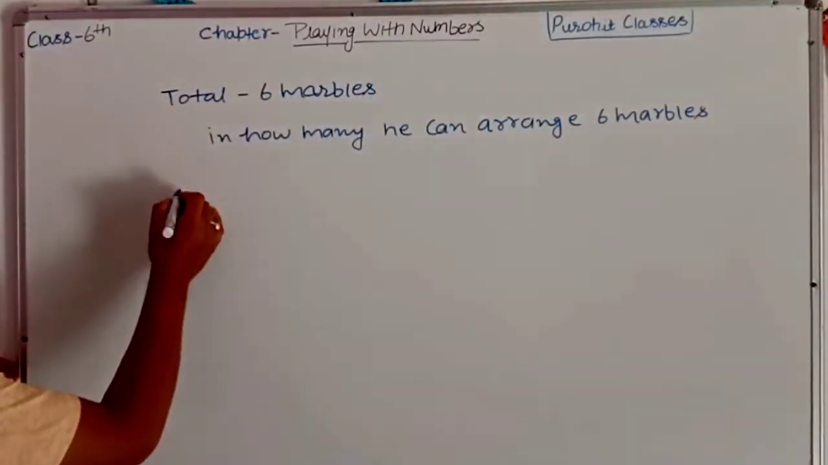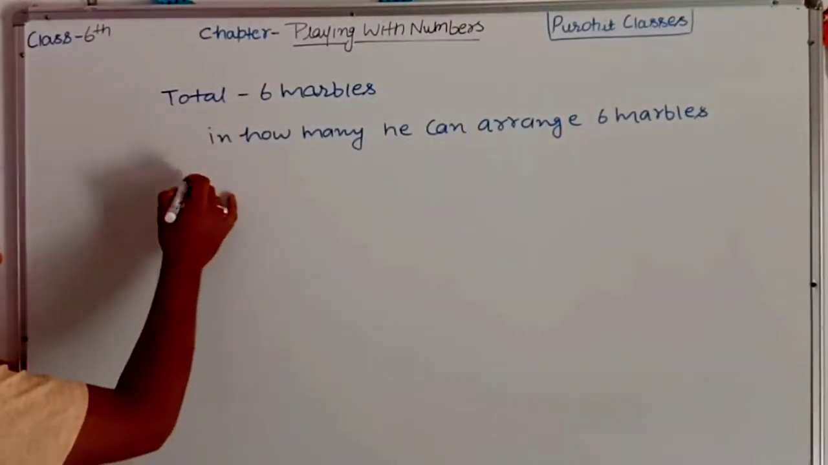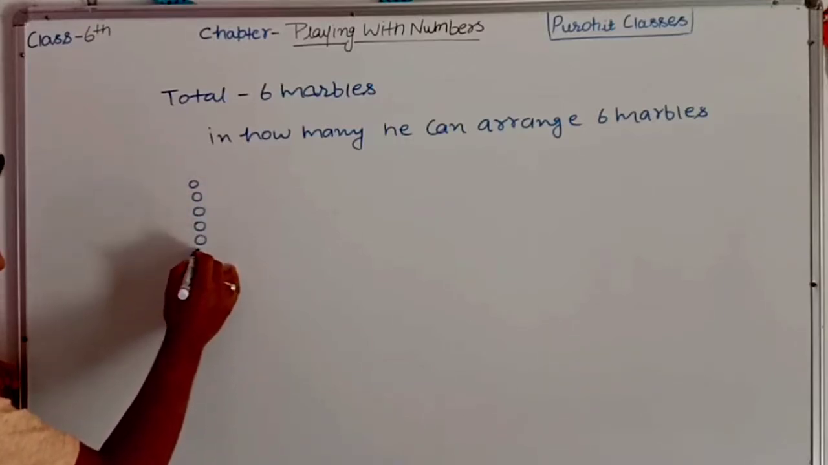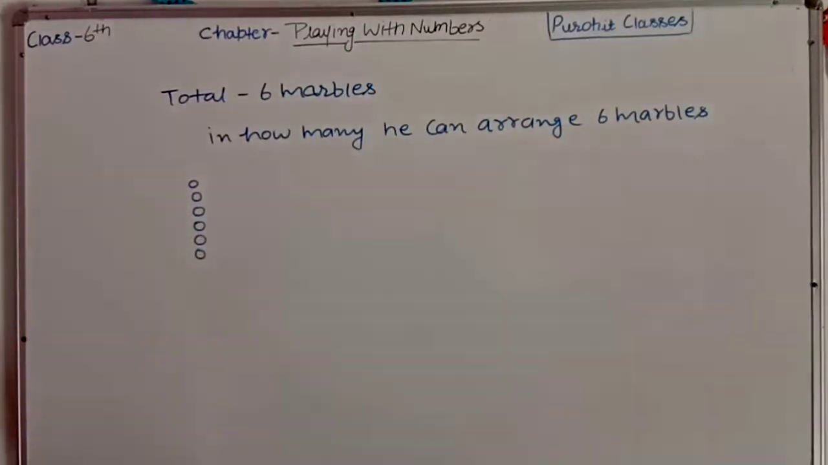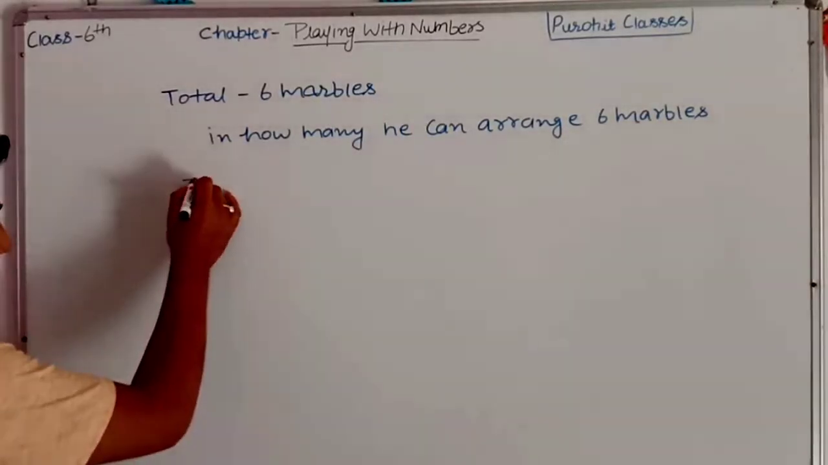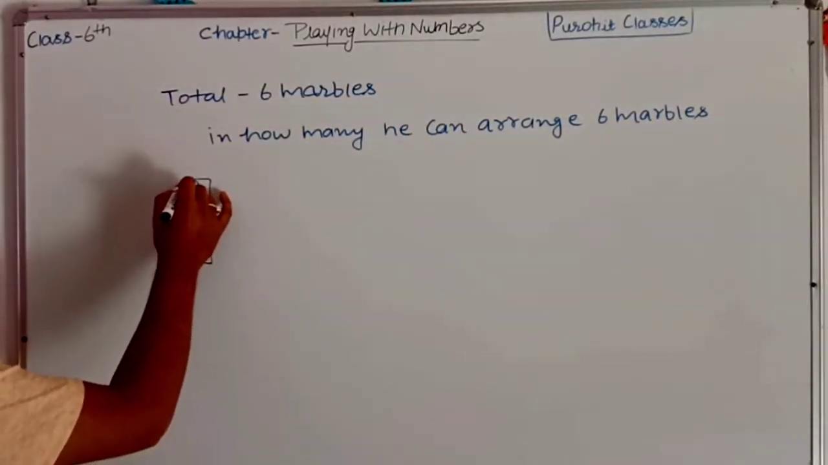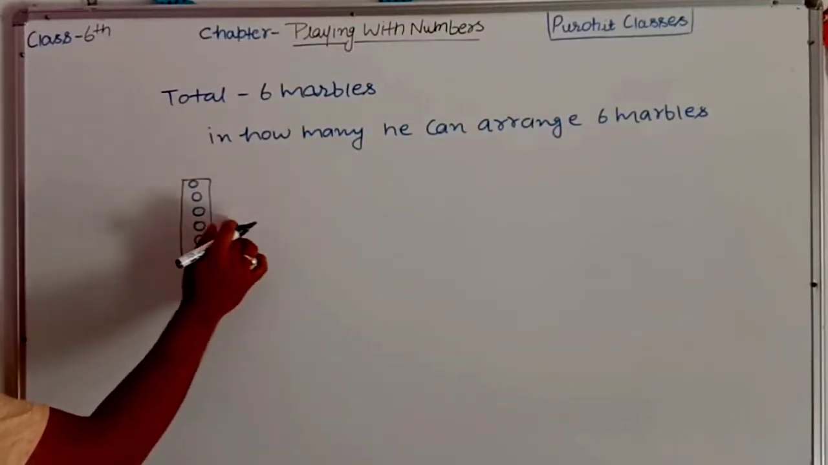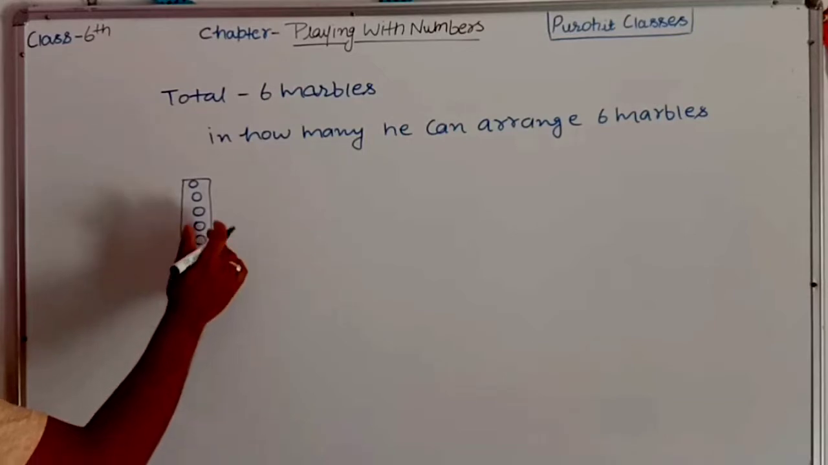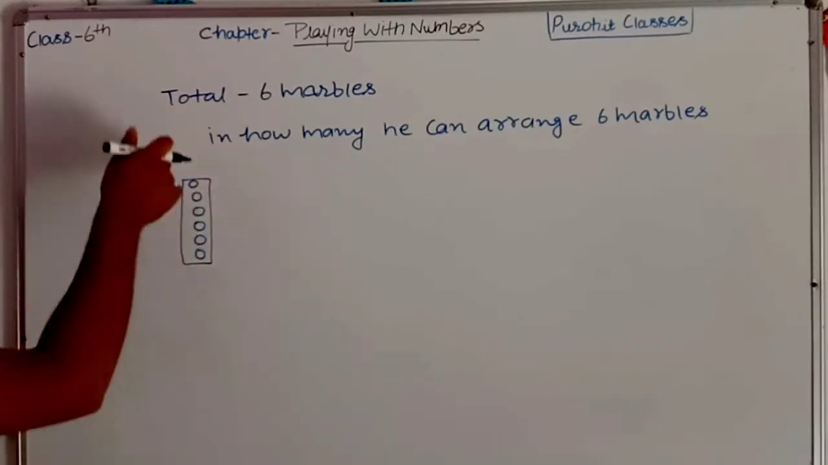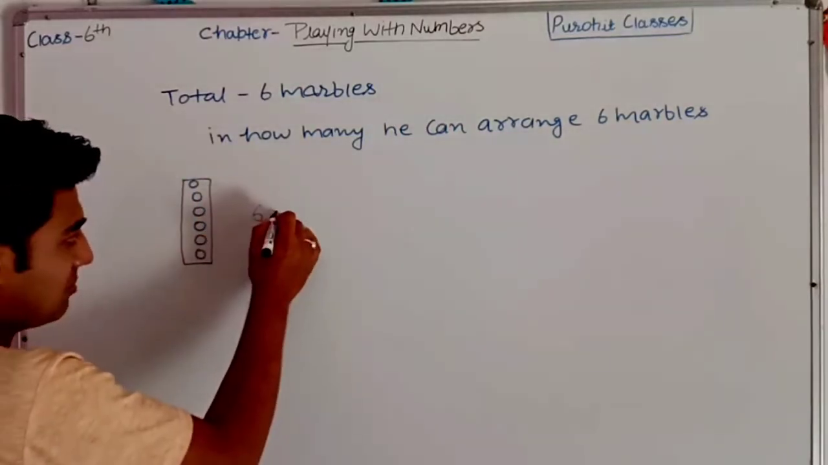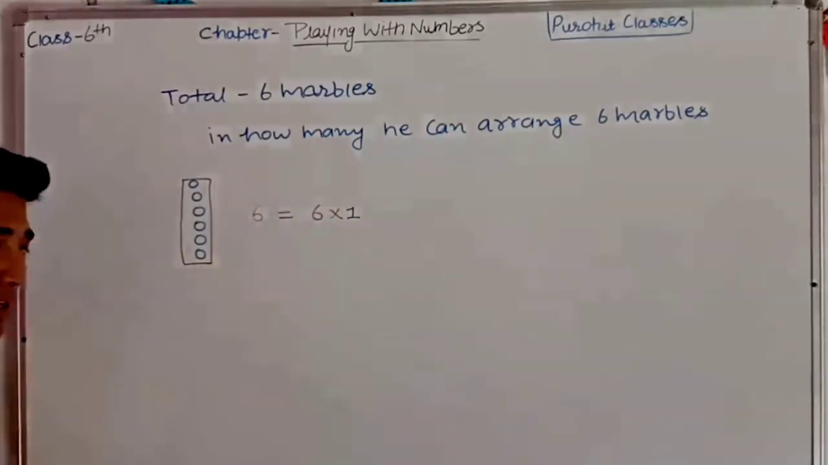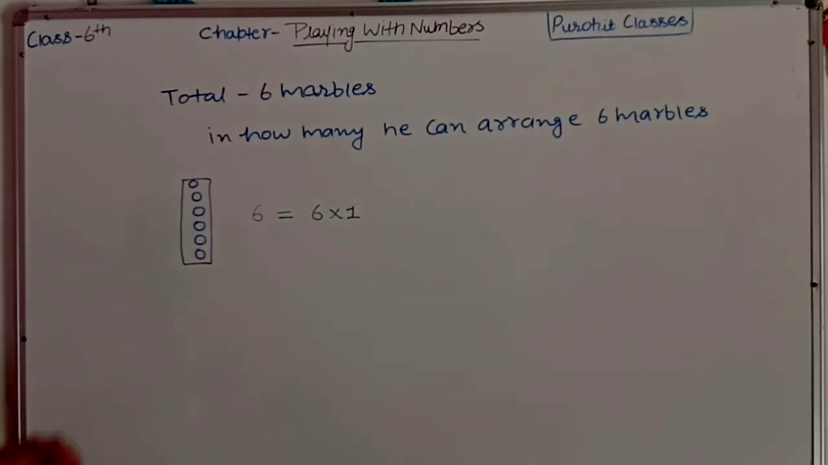One way is this, that he will arrange vertically. 1, 2, 3, 4, 5, 6. This is the one way, isn't it? So here what he has done, how many rows? Rows are like this: first row, second row, third row, fourth row, fifth row, and sixth row. 6 rows and 1 column. So 6 marbles are arranged as 6 rows and 1 column. Whenever I write, first I will mention the number of rows, then the number of columns.